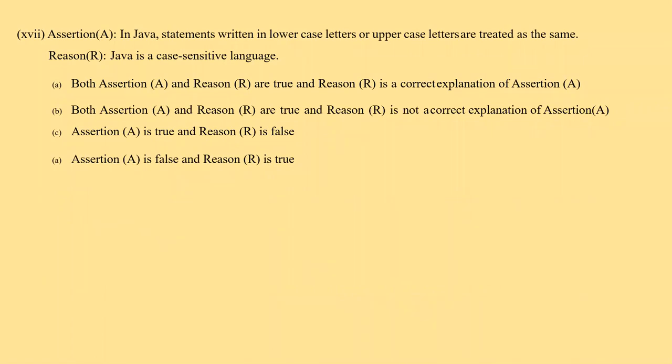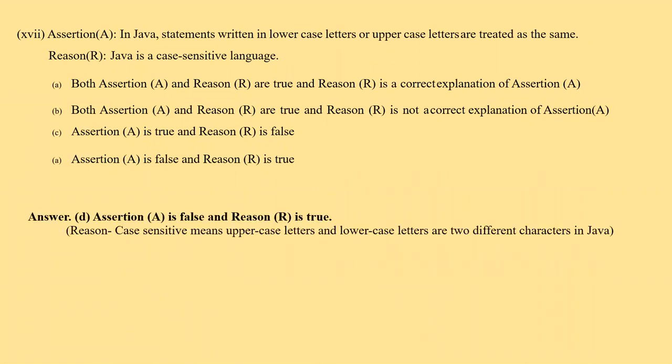Option A, both assertion and reason are true, and reason is the correct explanation of assertion. Option B, both assertion and reason are true, and reason is not the correct explanation of assertion. Option C, assertion is true and reason is false. Option D, assertion is false and reason is true. The correct answer is D, that is, assertion is false and reason is true.